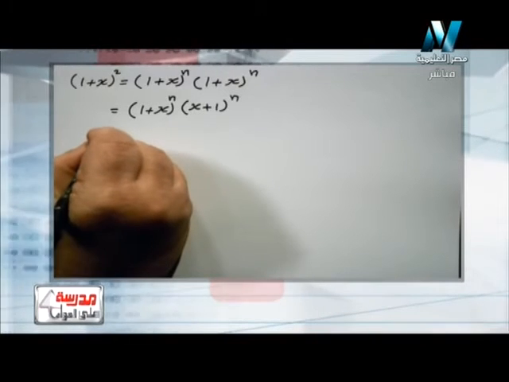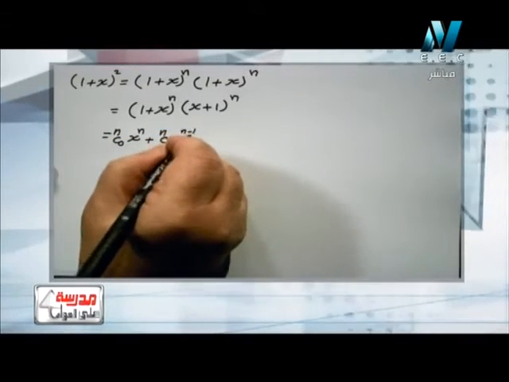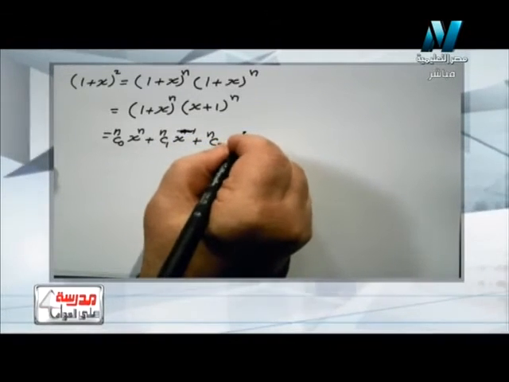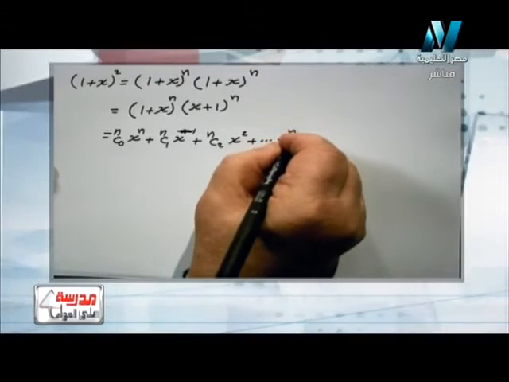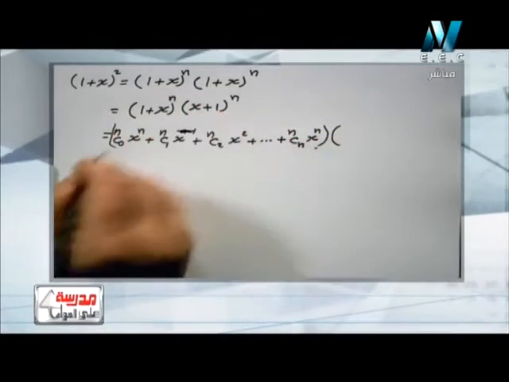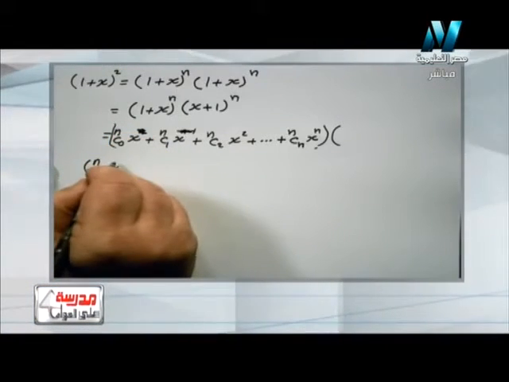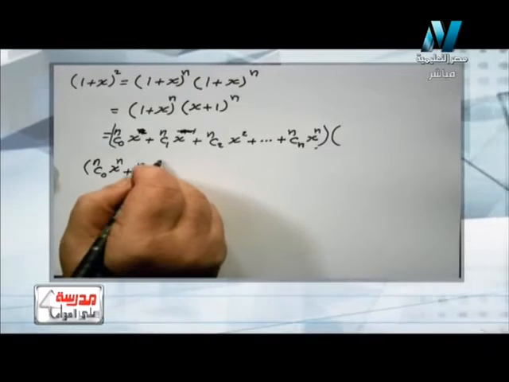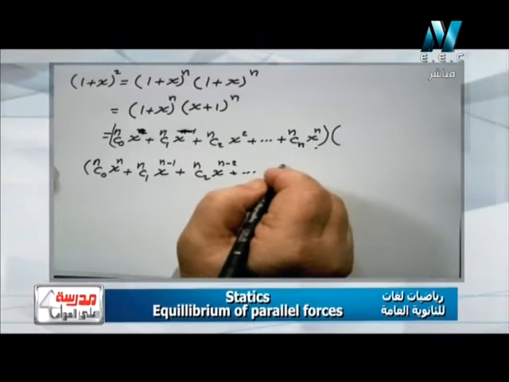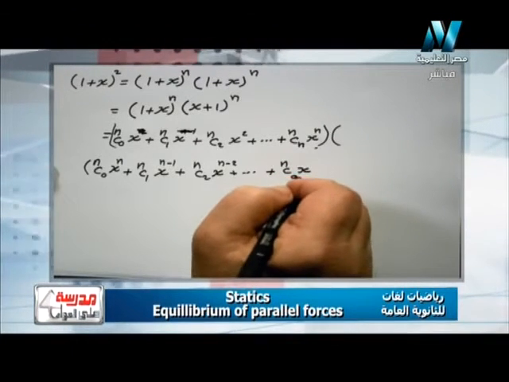1 plus x all power n: nC0 x power n plus nC1 x power n minus 1 plus nC2 x power n minus 2 up to last nCn x power n. multiply x plus 1 هتتفك nC0 x power n، هنا دي كانت x بس، هنا تبقى x power n، nC1 x power n minus 1، nC2 x power n minus 2 up to nC0 x power n، nCn x power n.